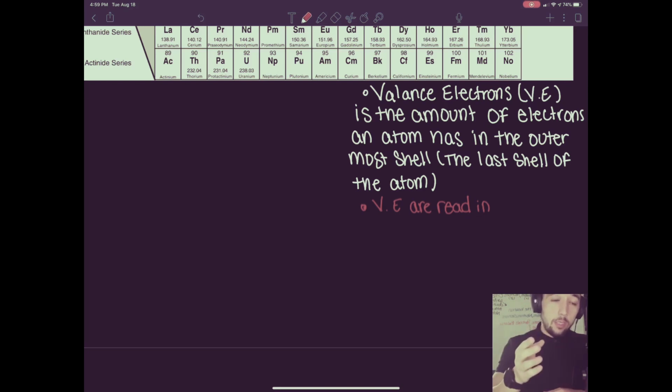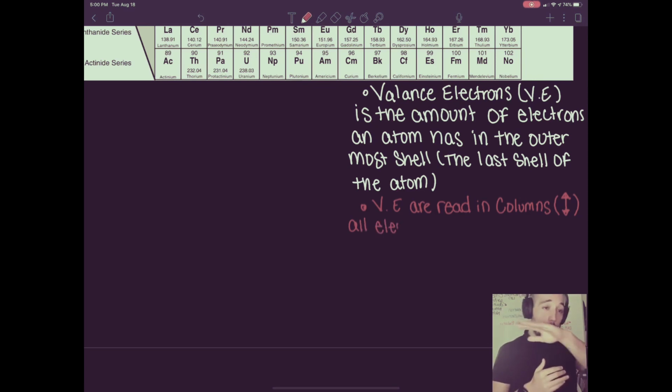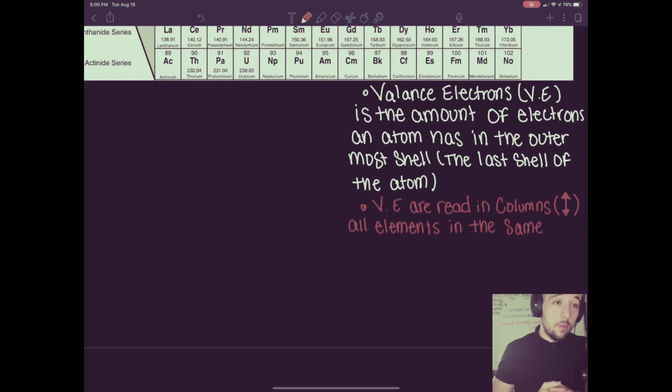So valence electrons are read in columns, which go, again, up and down. So this is a column. It is vertical. So they're read in columns. So again, everything in that column is going to have the same number of valence electrons. Periods are read horizontally, that entire row. For valence electrons, that entire column going up and down. So all elements in that same column have the same number of valence electrons.